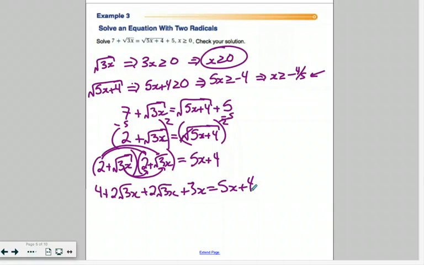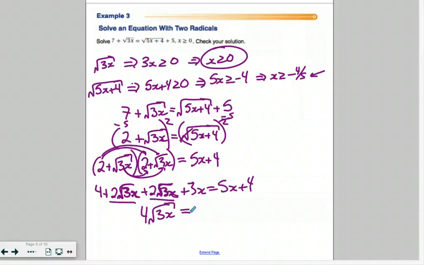The beauty of this is that, yes, there are still radicals, but at least these radicals are like radicals that can be combined. Because 2 root 3x plus 2 root 3x, because the index is the same, they're both square roots, and the radicands are the same, they're both 3x, these can be combined into a nice 4 root 3x. And we can just leave that there on the left-hand side and bring everything else over to the right.